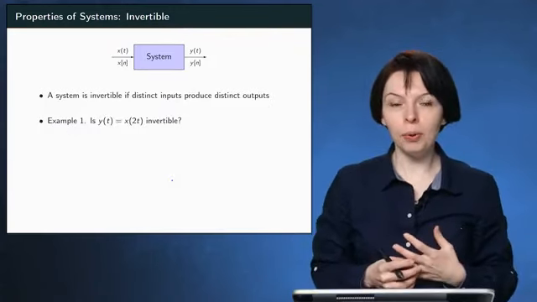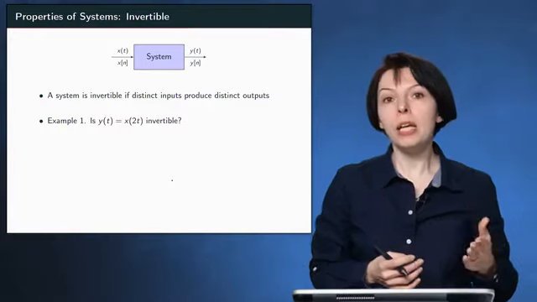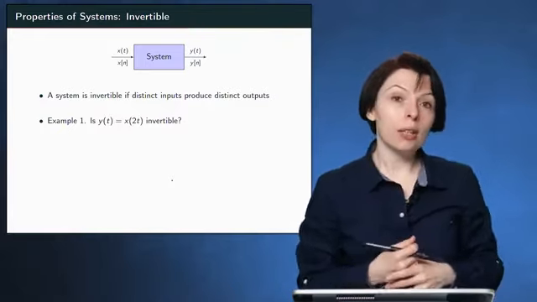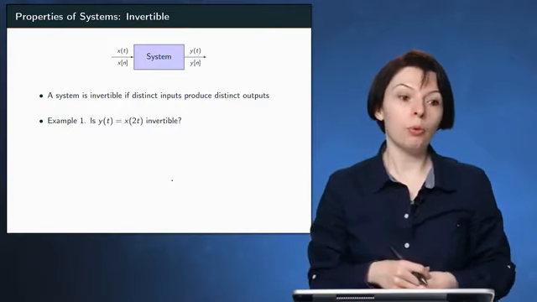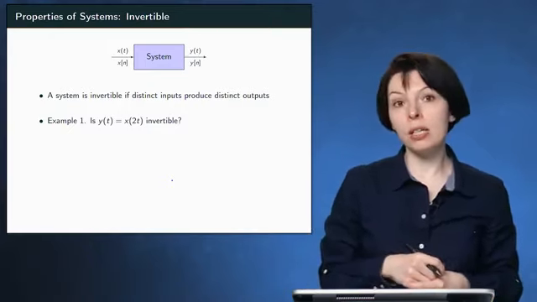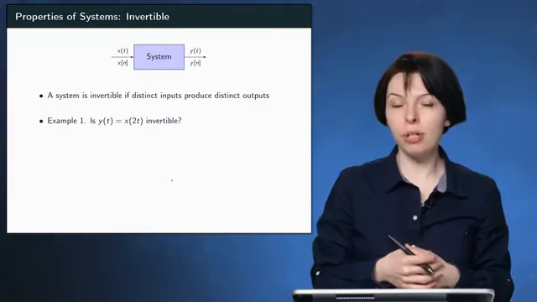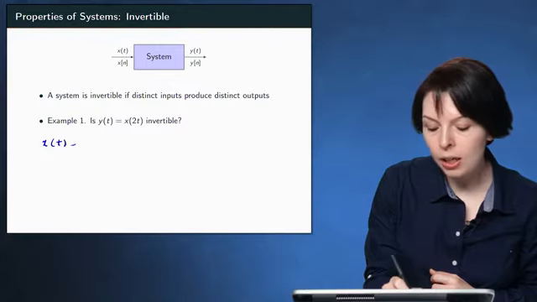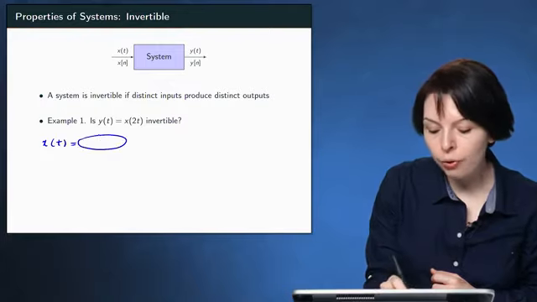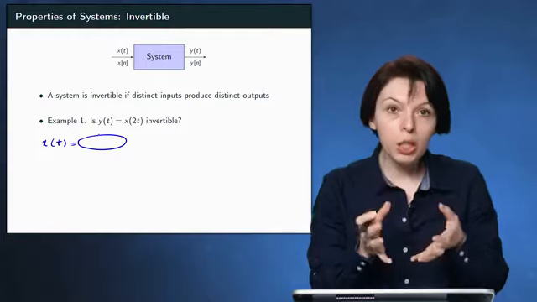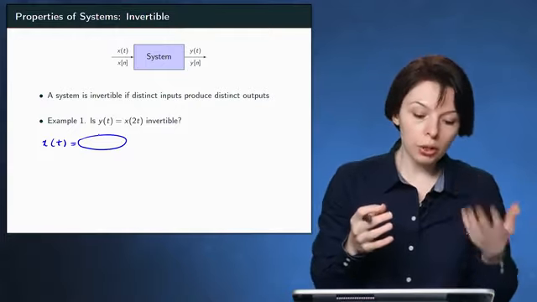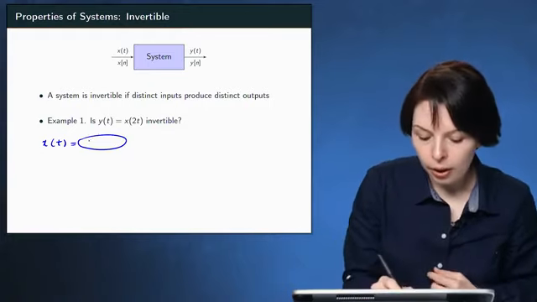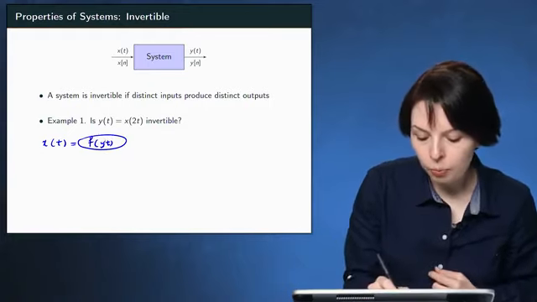Let's take a look at this system. It's defined as y of t equal to x of 2t, and I want to show that this system is invertible. That means I want to show that if you have y of t, you can calculate x of t from that. So I'm looking for an expression that tells me x of t equals a function of y of t, a manipulation on my output signal to get x of t back.